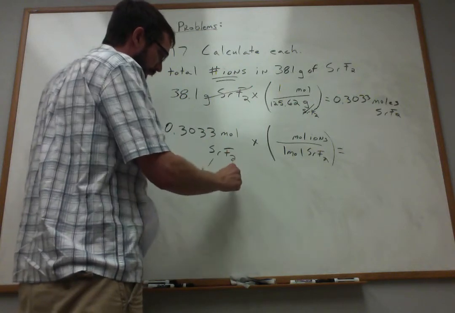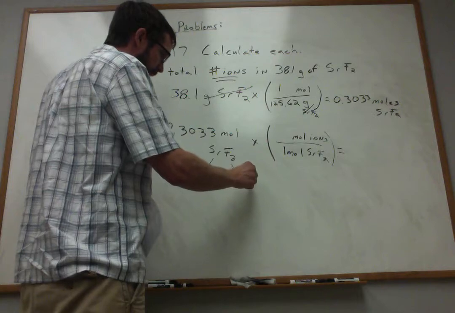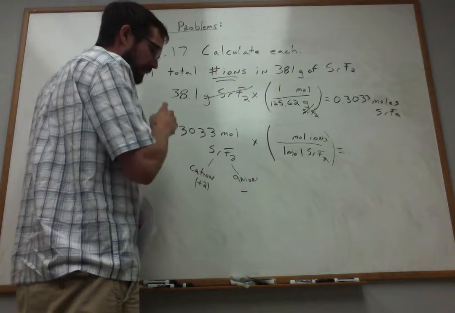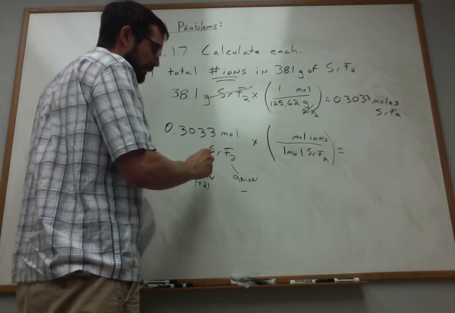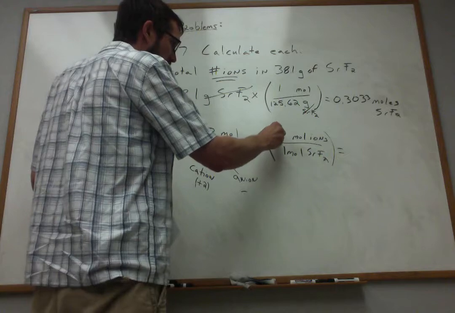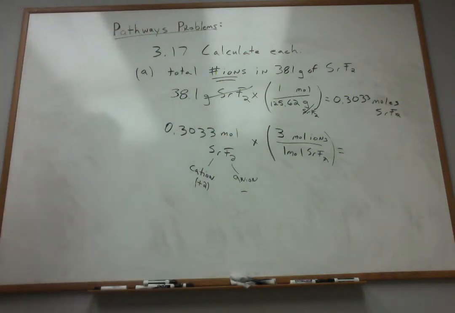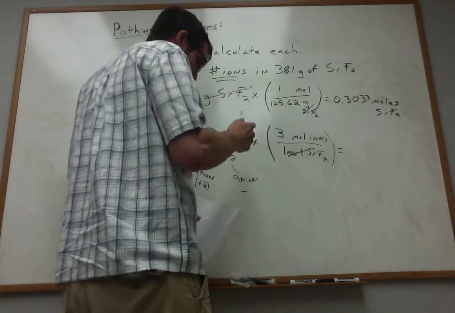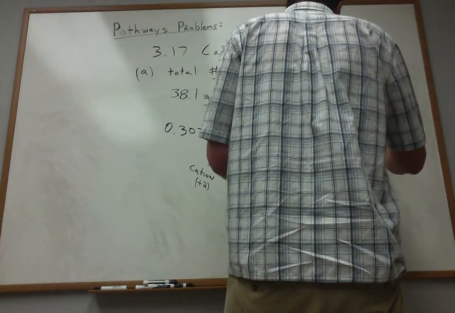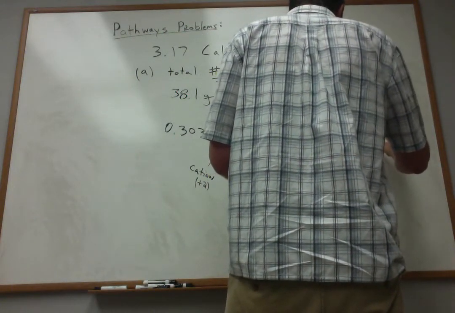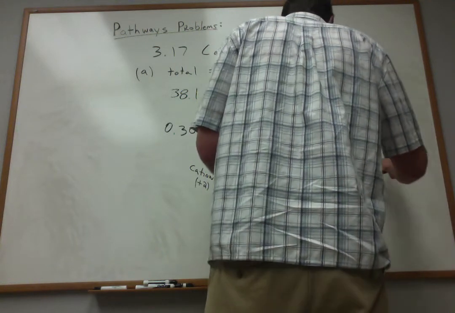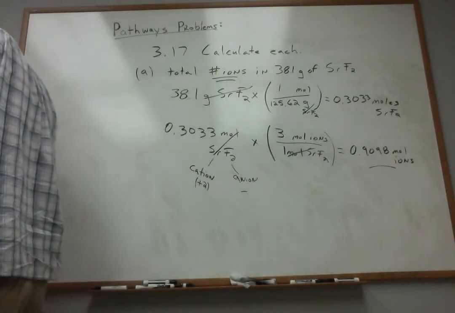strontium. The anion, or the negatively charged ion, is the fluoride. I've got 1 strontium per formula unit and 2 fluorides per formula unit. So it turns out I've got 3 ions per formula unit, 3 moles of ions per 1 mole of SrF2. The mole units cancel. I just multiply this number that I got in the previous step by 3, and I get 0.9098 mole of ions, okay? That's the answer to part A.